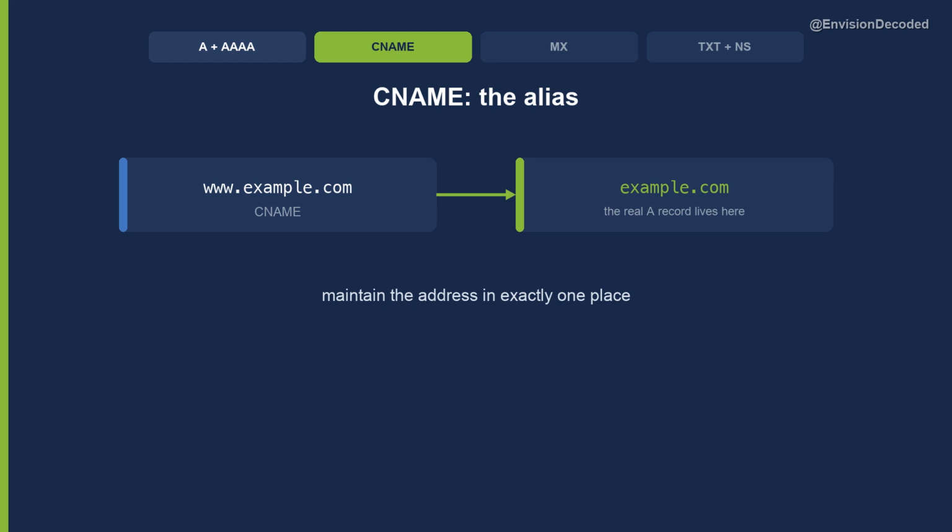A CNAME record says, this name is just another name for that name. Point www.example.com at example.com with a CNAME, and you maintain the address in exactly one place. Change the A record and every alias follows automatically.